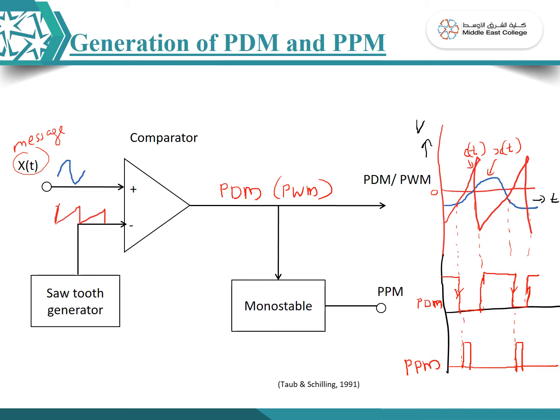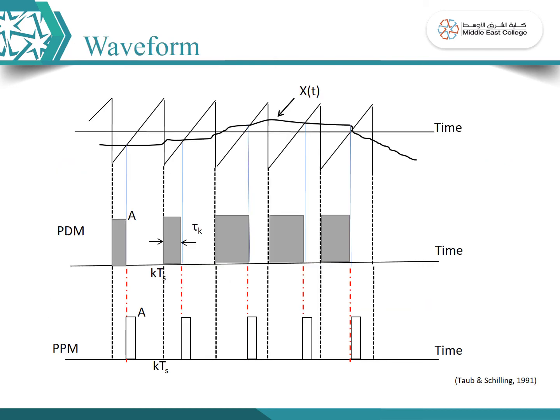As the instantaneous amplitude of the message signal changes, the width of the pulse will change. This is called PWM. See, in the next page, a clear picture with waveform is provided.